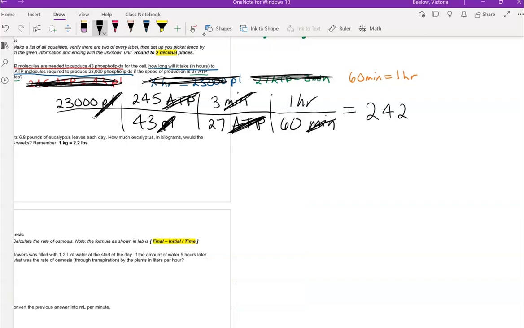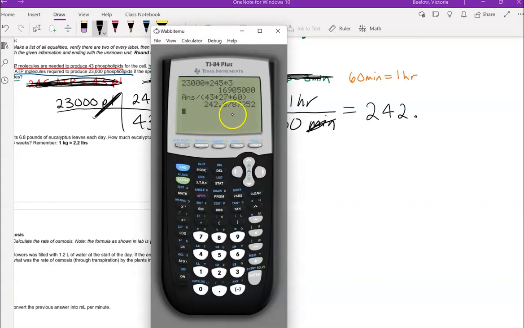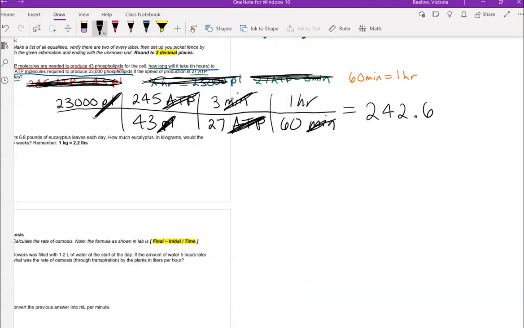So 242.67, and it looks like that 7, there's an 8 after it. So I'm going to round that 7 up to an 8. So this would be 242.68, and then my final units are hours. And that would be my final answer.